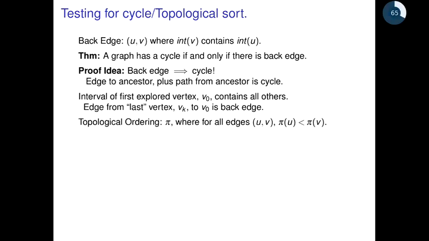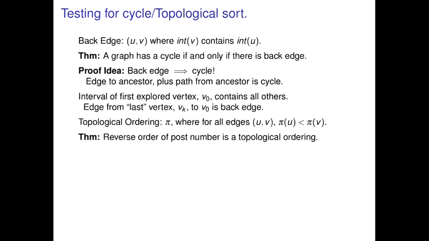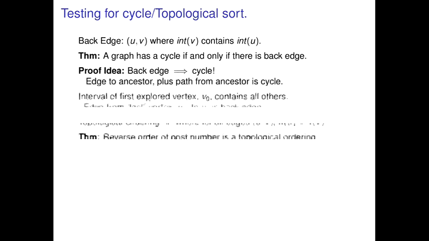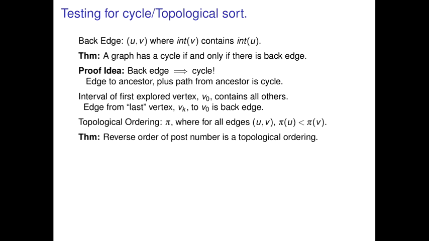Now topological ordering is this ordering pi, where for all edges, in the ordering, U is before V. Pi is just the ordering. So if you output nodes in reverse order of post number, it is a topological ordering. And why is this true? First of all, if there's no cycle, can there be a back edge? No back edge. And this is why. That's the proof. No back edges.